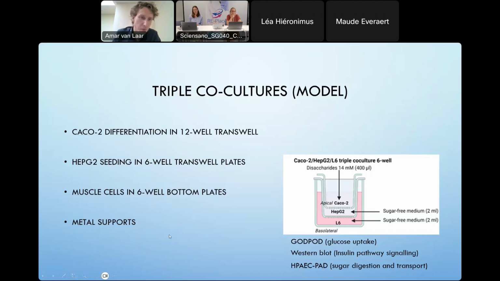If you don't have those, you might have to do 3D printing or engineer that in order to fit exactly your desired format. So for this, we also measured glucose uptake, because glucose uptake decreases during insulin resistance in skeletal muscle cells. We performed Western blot and also sugar digestion was measured. So the concentration of those sugars was measured over time to study the digestion.